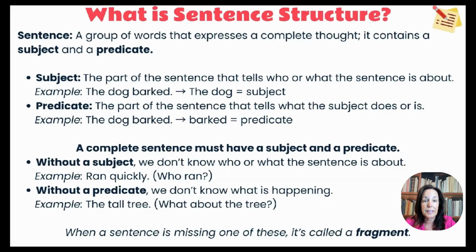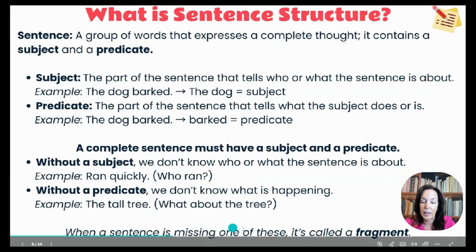A complete sentence must have a subject and a predicate. Without a subject, we don't know who or what the sentence is about. For example, ran quickly. Who ran? Without a predicate, we don't know what's happening. For example, the tall tree. What about the tree? So when a sentence is missing one of these, it's called a fragment.